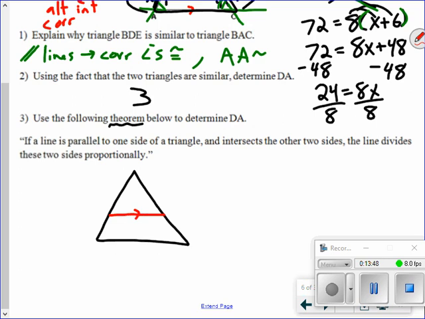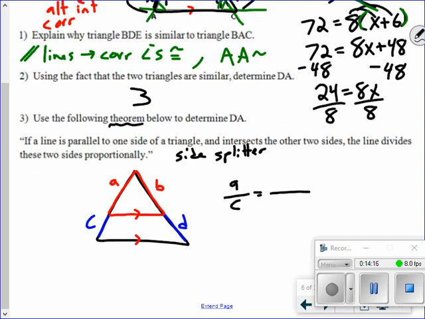If this line is parallel, in the top triangle, I'm going to call that side A and that B. And then these two pieces I would call C and D. I can set up a proportion, and typically we call this the side splitter theorem, because this parallel line splits the sides. So I can do A over C equals B over D.